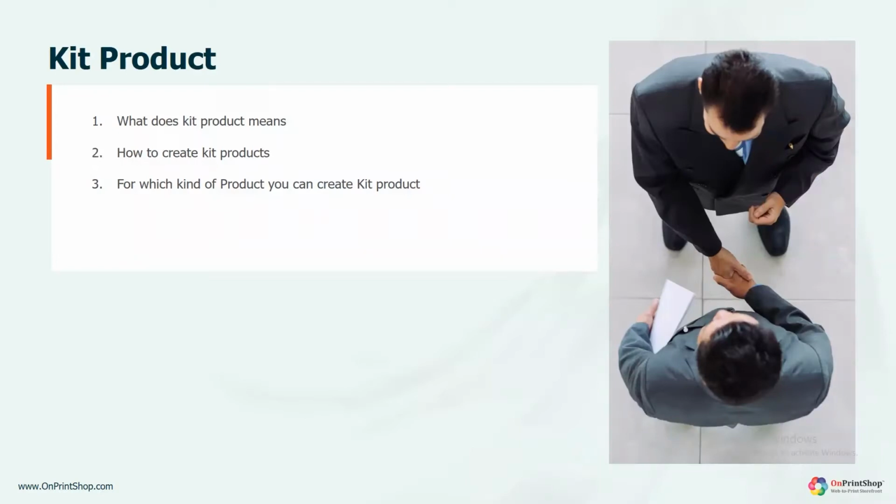First of all, what does kit product mean? If there is a combination of two or more products in a single kit, then we term it as a kit product. We will see in this video how to create kit products and for what kind of products you can create kit products. So first of all, let's see how the kit product looks at the front store.